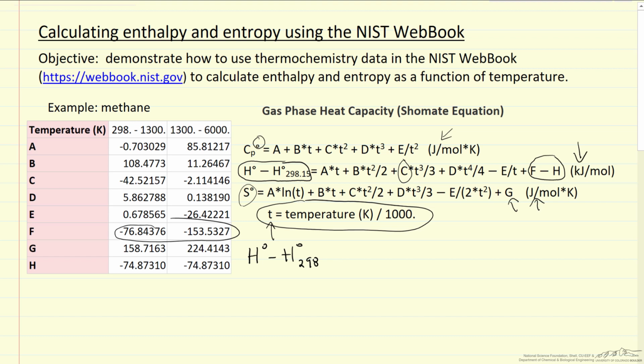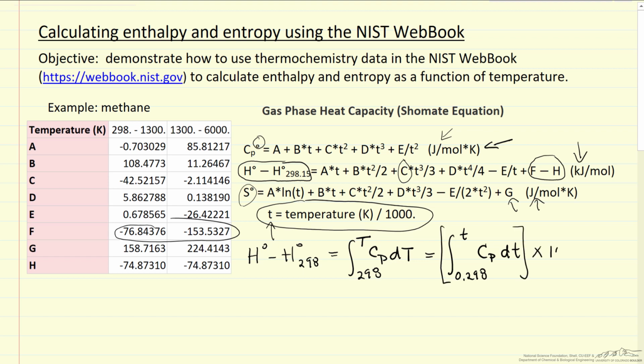We always are looking at a difference. It's just this integration, 298 to temperature, heat capacity dt. But what we're going to write to that, because we want to use these values, is we integrate with respect to this lowercase t. So that's 0.298 lowercase t, the heat capacity that I show here, and now dt, which means I should multiply this by 1,000, and I would get enthalpy in the correct units of joules.